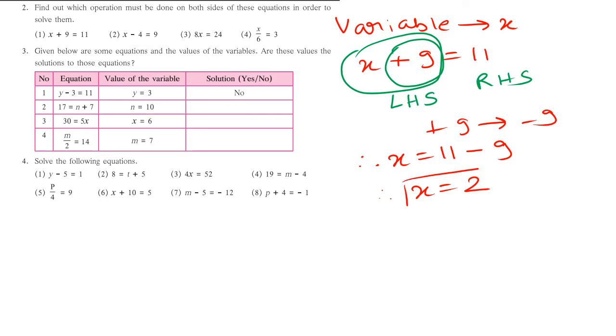11 minus 9 is 2. So this is the way to solve the equation. And to check, substitute x equal to 2 in x plus 9. So you get 2 plus 9, which is 11. And we already have 11. See, 11 and 11, so our solution must be correct. This is the way to confirm.